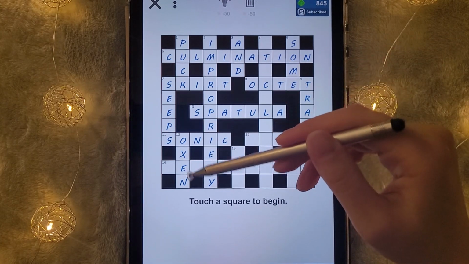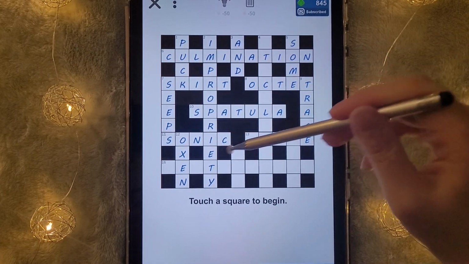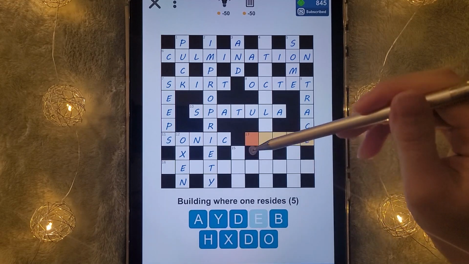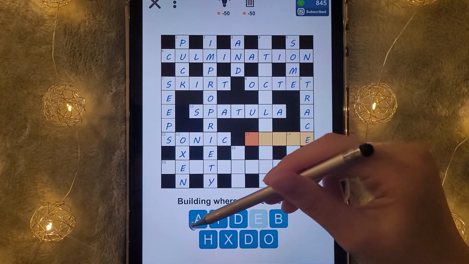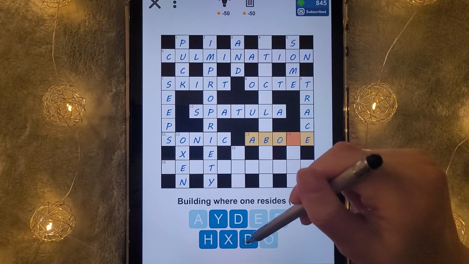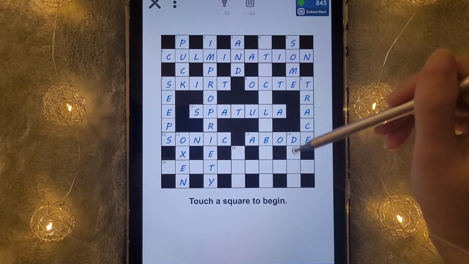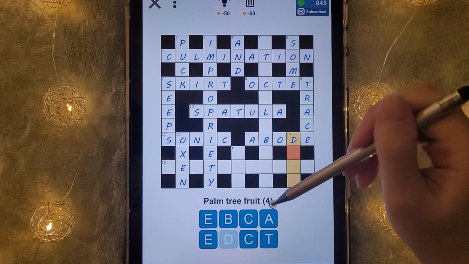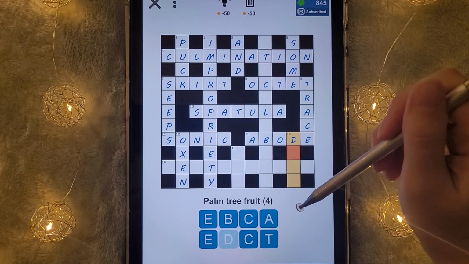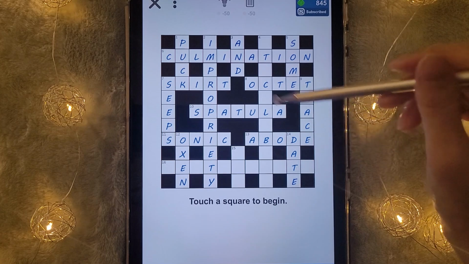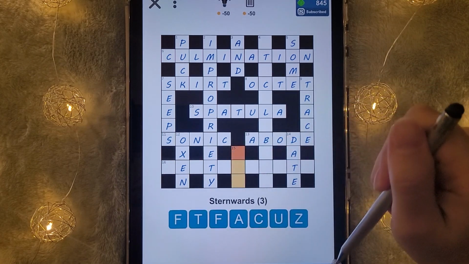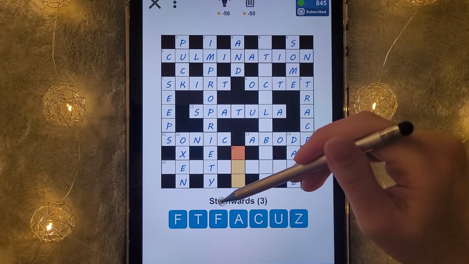I almost put oxes. And 13 across. Building where one abides. I think perhaps abode. Okay, let's do 14 down. Palm tree fruit. Perhaps a date. Let's do 15 down. Stern words.